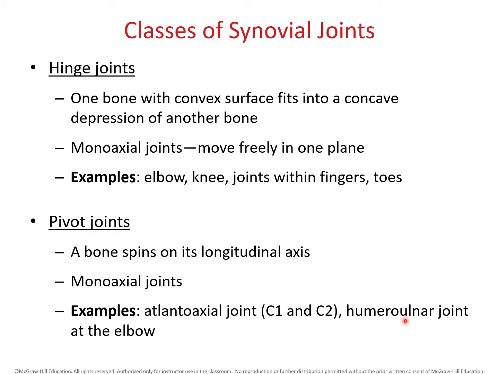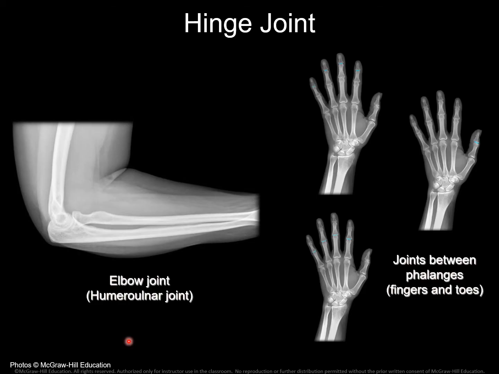Also, the humeroulnar joint at the elbow. Now, I do want to point out here, on your PowerPoint, I think it says radioulnar. I'm pretty sure it does. It should not say radioulnar. It should say humeroulnar. Okay, the humeral, where the humerus joins up with the ulna, at the elbow joint. That is considered a pivot.